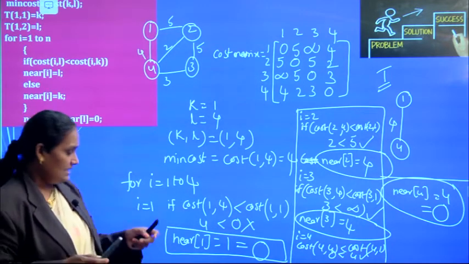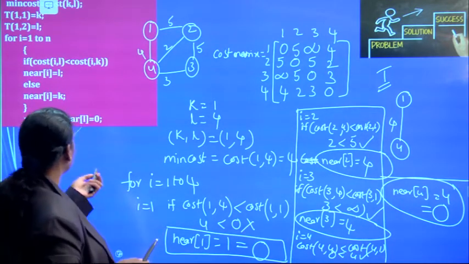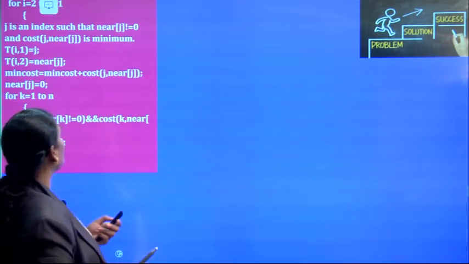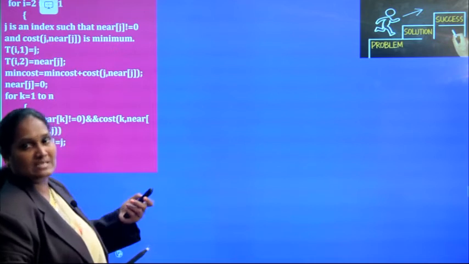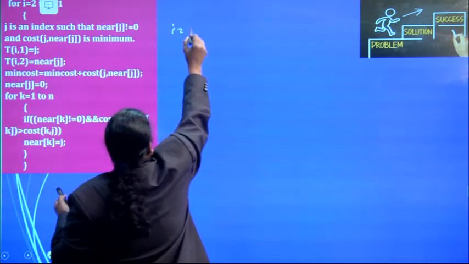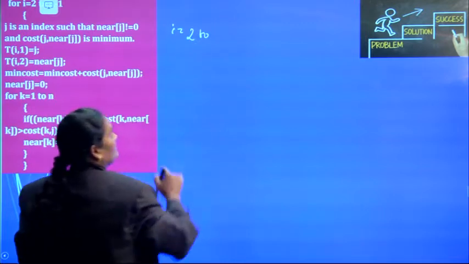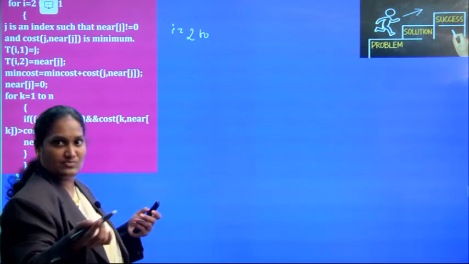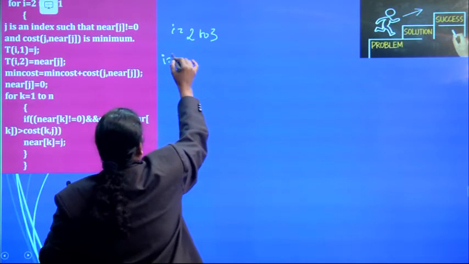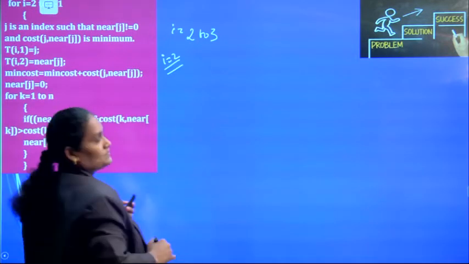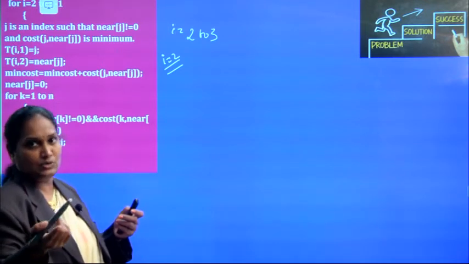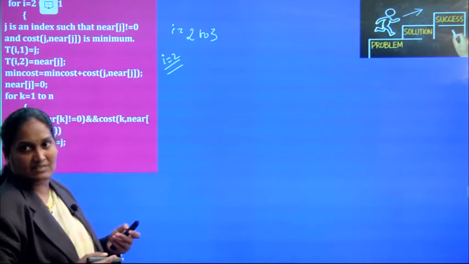Next, what is the next procedure that I need to do? For I is equal to 2 to n minus 1, we need to select j. N is 4, 4 minus 1 is 3, so 2 to 3. What do I need to do? Here I has 2 values, I is equal to 2 and I is equal to 3. First I am going to take I is equal to 2.